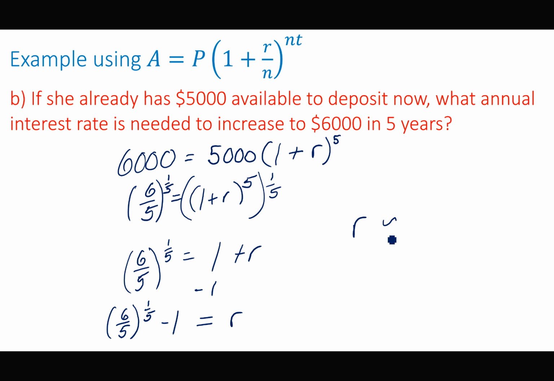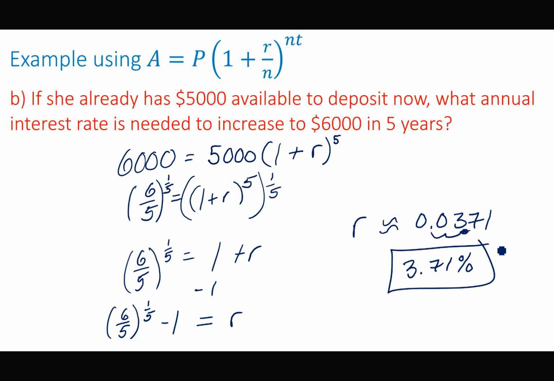And when I do this, r is approximately 0.0371. Is that it? Would that be the final answer? We want it to be as a percentage, so we're going to move this over, so it's 3.71%. So make sure you understand in the context of the problem what your answer actually represents. If you're solving for r, it'll give you r as a decimal, but you want it as a percentage.